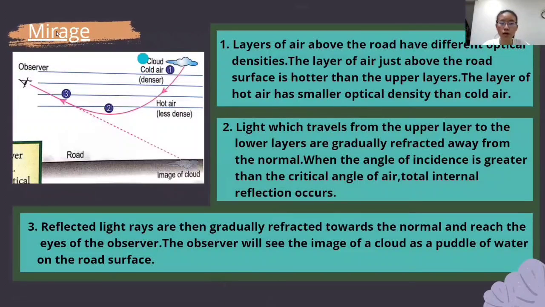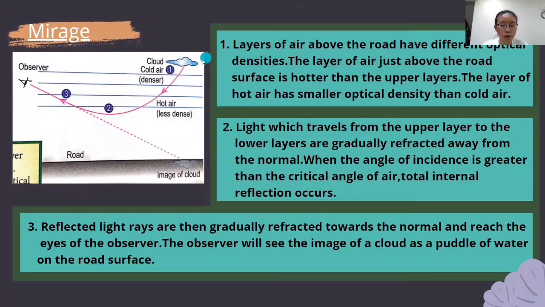Now we look at the explanation of the mirage. The layers of air above the road have different optical densities. The layer just above the road is hotter than the upper layer. So here is hot air and here is cold air. The hot air has smaller optical density than the cold air.